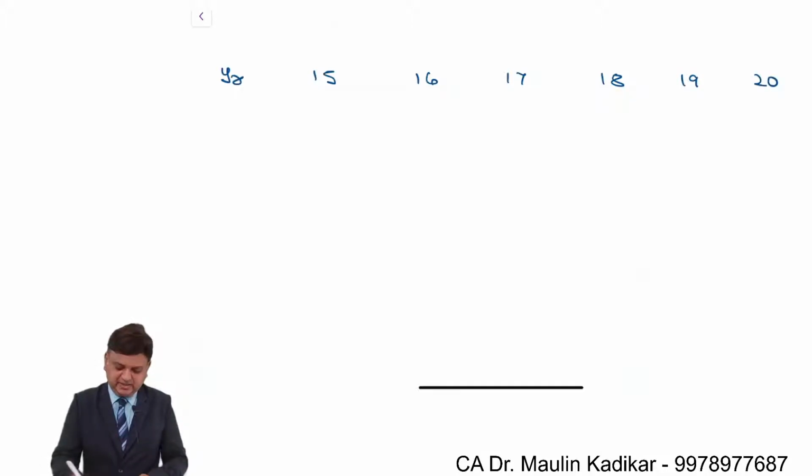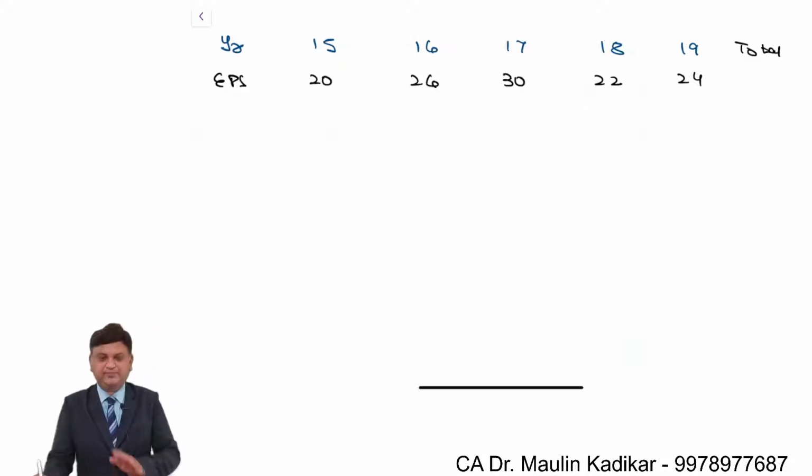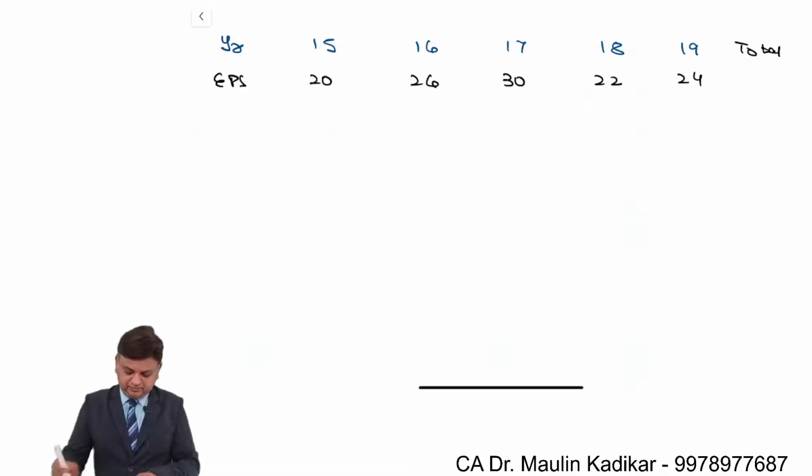Let us say that the earning per share is 20 rupees, 26, 30, 22, 24. Suppose it is like this. If a company is having the dividend payout ratio as half of the earning, then the dividend would be 10, dividend would be 13, then it is 15, then it is 11, and then it is 12.